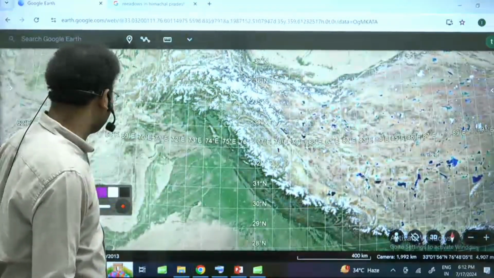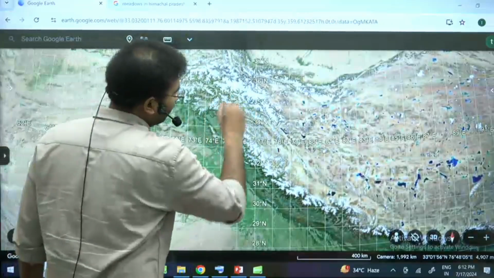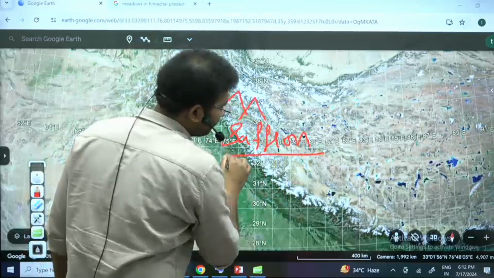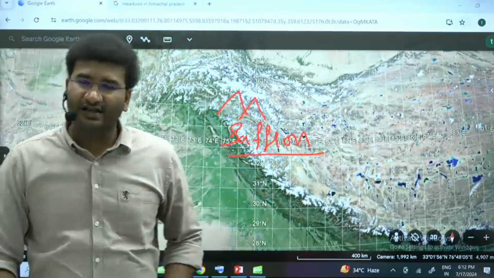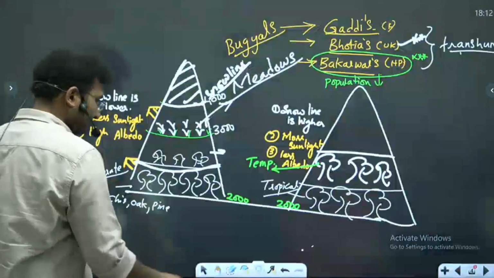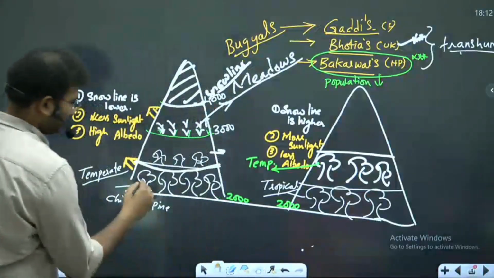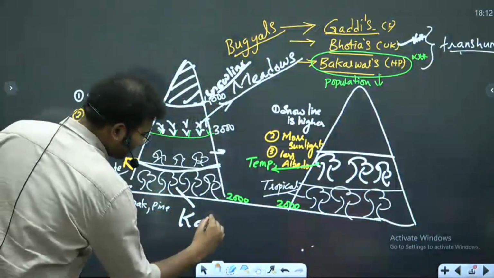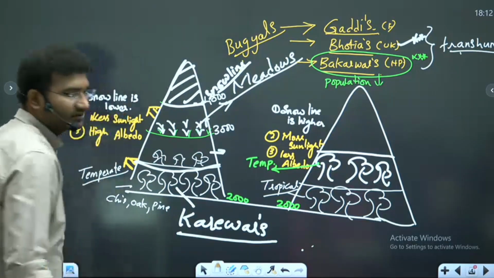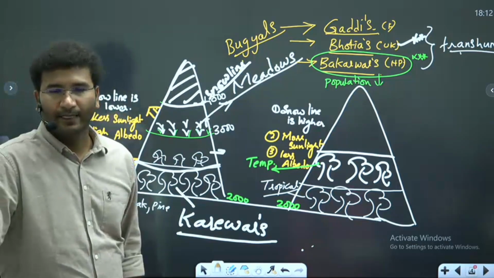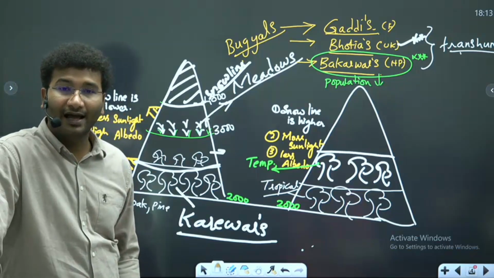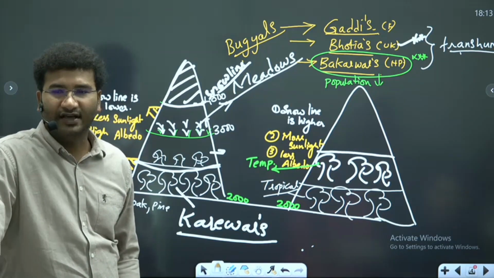Usually in the western part of Kashmir, saffron cultivation is done. Now the place where saffron cultivation is done, these places are called Karewas. Okay. Now what is a Karewa? Karewas are nothing but lacustrine deposits. Lacustrine deposits.